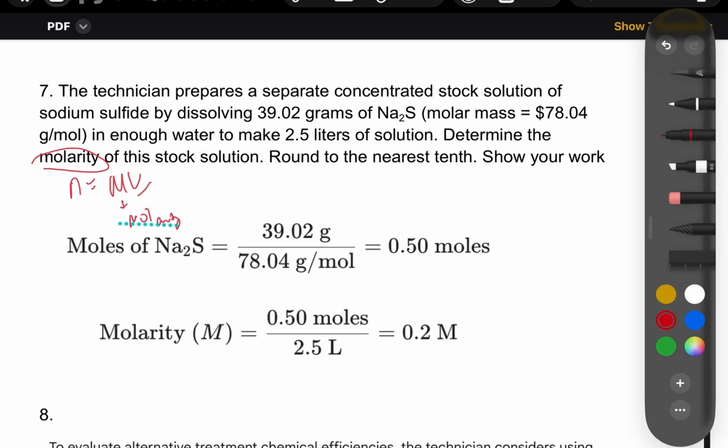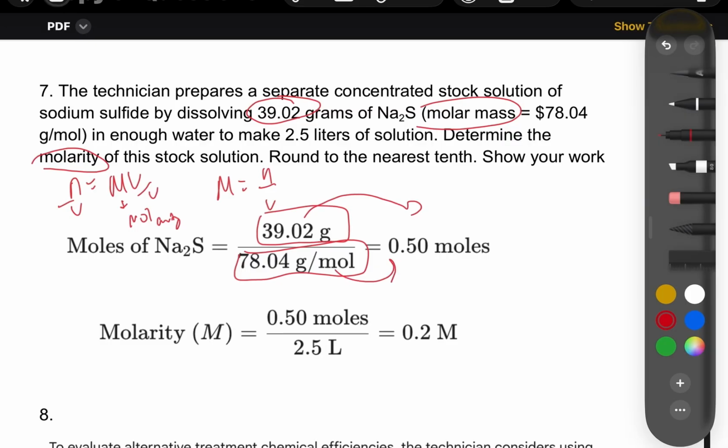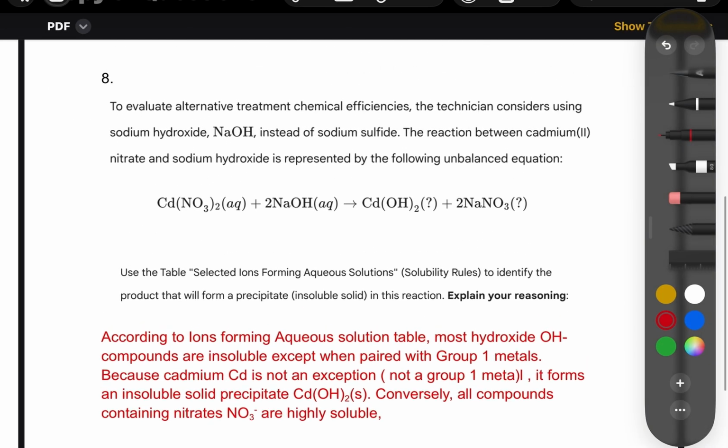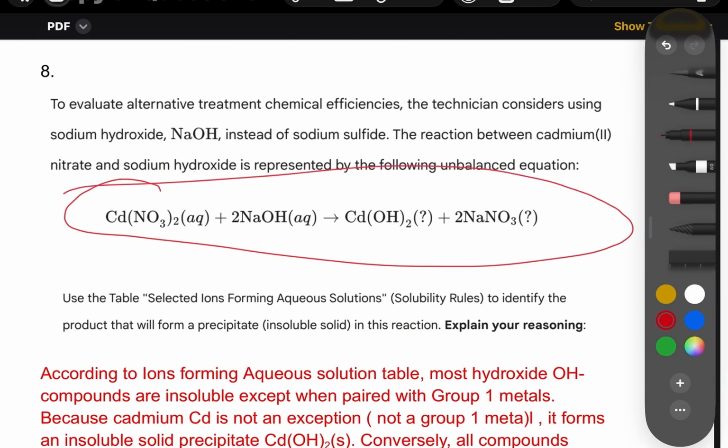So we're going to divide by V on both sides, and we get that M, or molarity, is equal to number of moles over the volume. Here we're only given grams and the gram formula mass. We're not given moles, so we have to convert the grams into moles. You do that by taking the given mass, which is 39.02 grams, over the molar mass, also known as the gram formula mass, and convert it into moles. And you're going to get this many moles. Then you just input that value into this formula here, which was your moles over the volume, which was 2.5 liters.